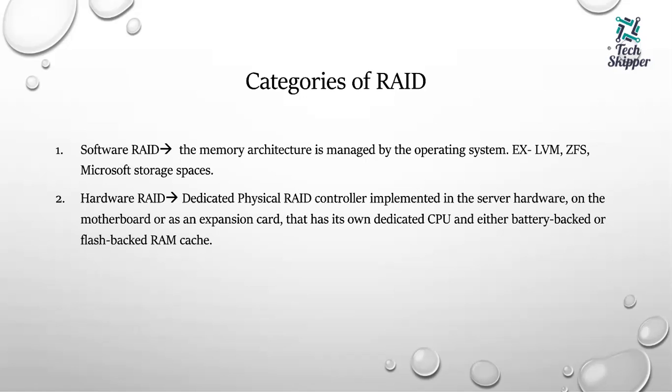As software RAID comes bundled with the operating system, it utilizes the CPU and memory from the server. Hardware RAID can be implemented in the server motherboard or it can be implemented as an expansion card on the server. It has its own dedicated CPU and a battery-backed or flash-backed RAM cache. External storage arrays are also an example of hardware RAID. Now, hardware RAID can again be divided into two subcategories, which are internal hardware RAID and external hardware RAID. As it will again be a huge topic, we are not going to cover these in this video.